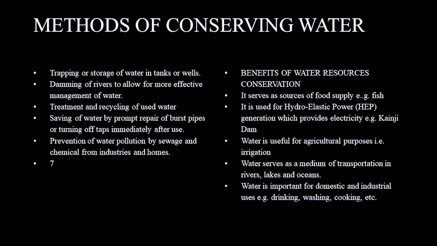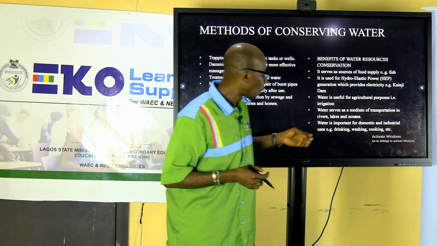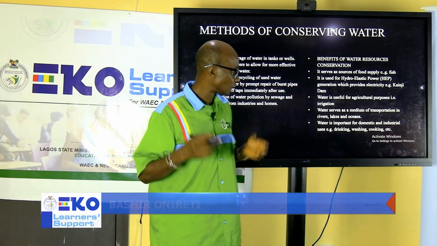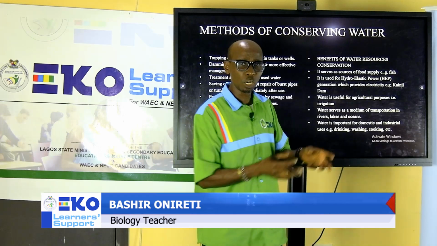Then a benefit of water conservation is that it also serves as food supply, because it's where we get most of the fishes, shrimps, and periwinkles that we eat. Everything is from water. So we need to conserve the water for hydropower generation, and for agricultural purposes. Water serves as a medium of transportation. So we need to protect this so that all these will not be destroyed.